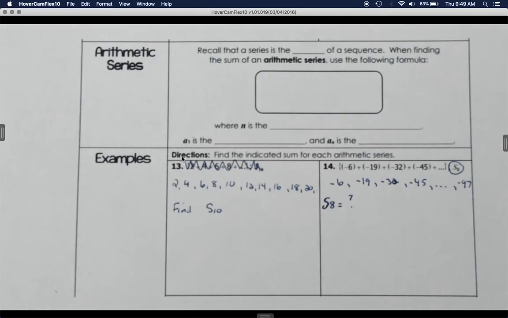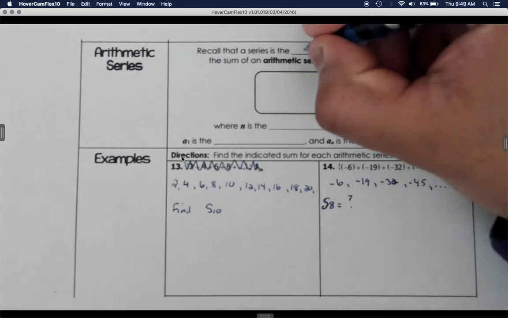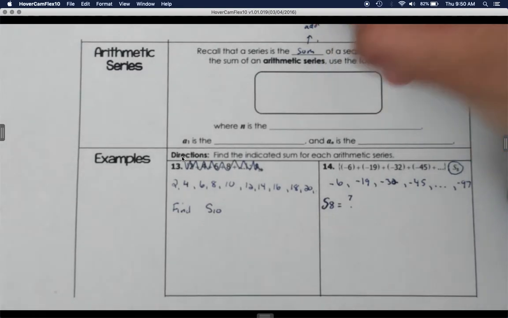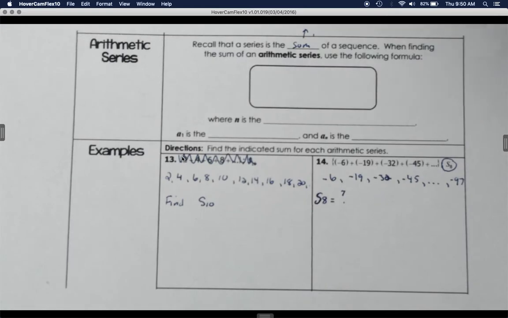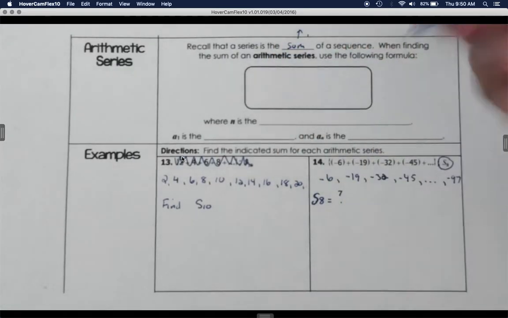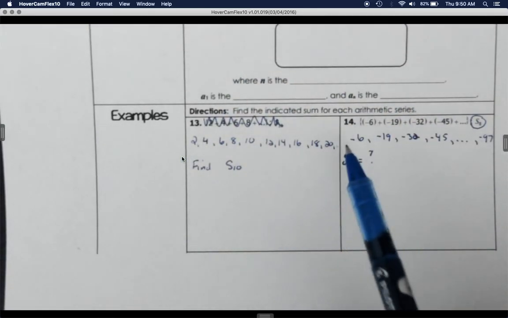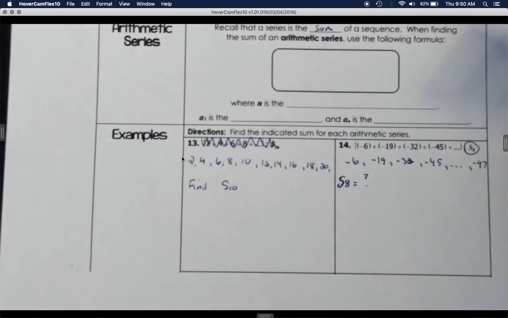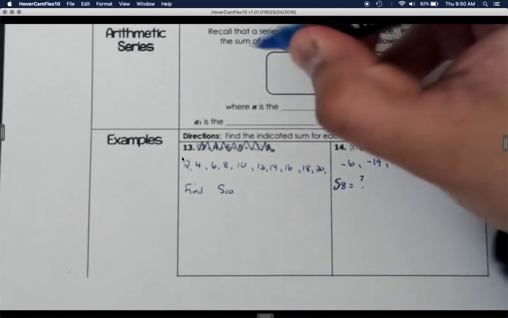So let's recall that if you're looking for an arithmetic series, it's just the sum. If you remember what sum is, sum means to add, right? So the sum of two numbers is when you add them, of a sequence. When finding the sum of an arithmetic sequence, use the following formula. Whenever you have a series, like in these two examples, and they want you to add up all these numbers, 2 plus 4 plus 6, you don't want to have to do them in your head. Even with a calculator, you're going to want something easier, a formula. So this is what the formula is.